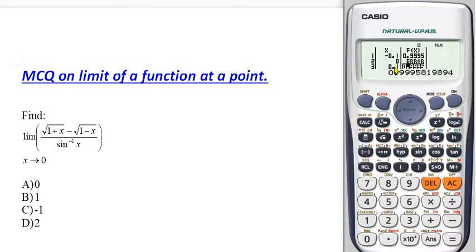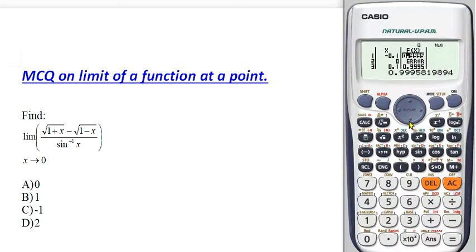Okay, and let's approach from the right hand side. 0.1 is the value of x very close to 0 from the right hand side, and the result is here, the limiting value is 0.99, which is also nearly equal to 1. So the left hand limit and the right hand limit are going to converge here. They seem to be nearly equal, so the limit exists here.